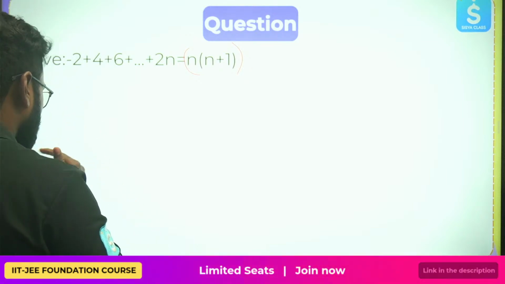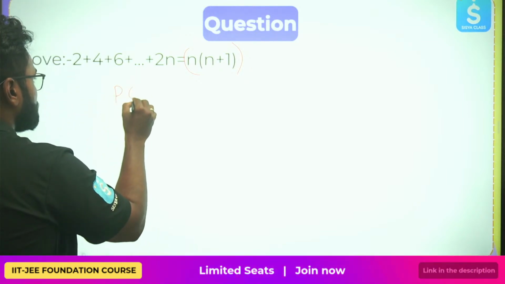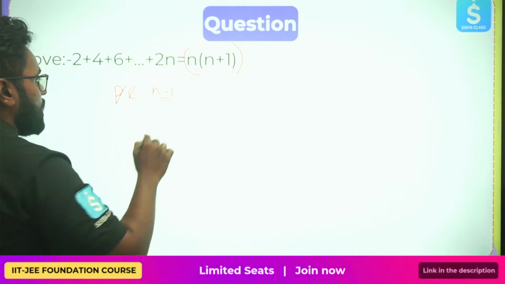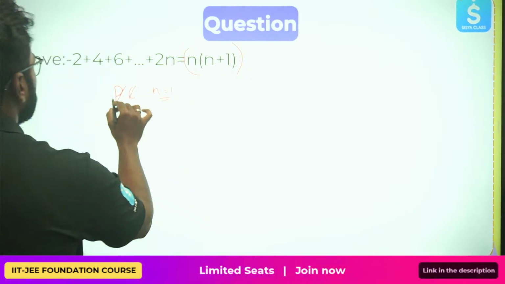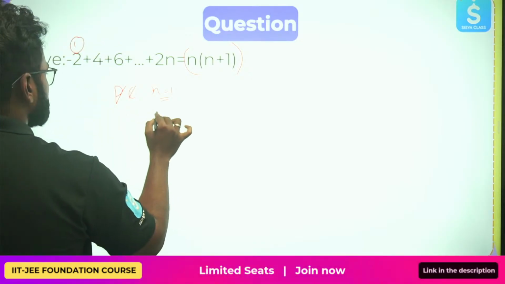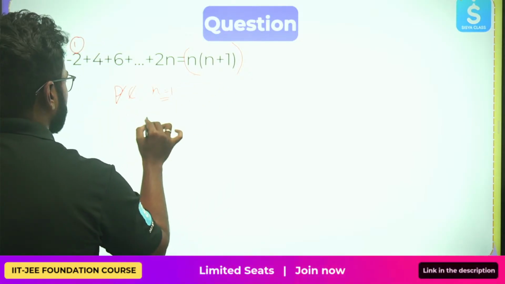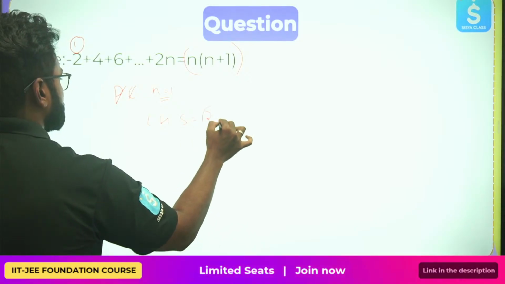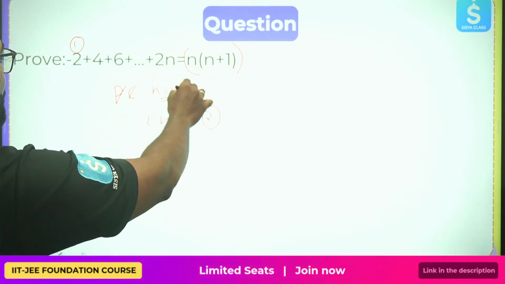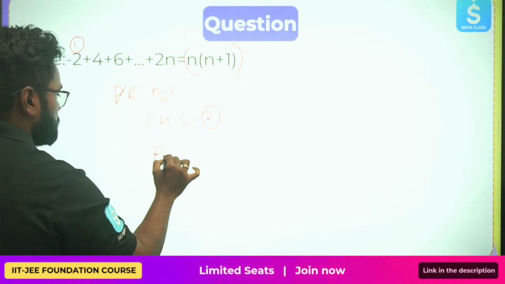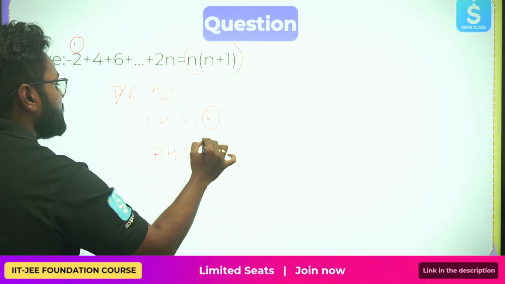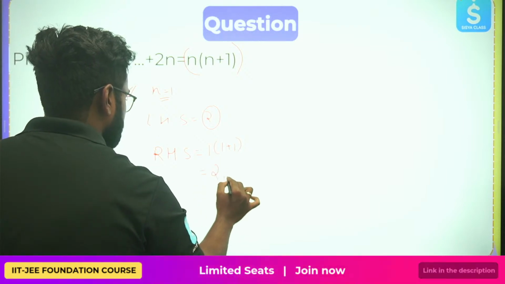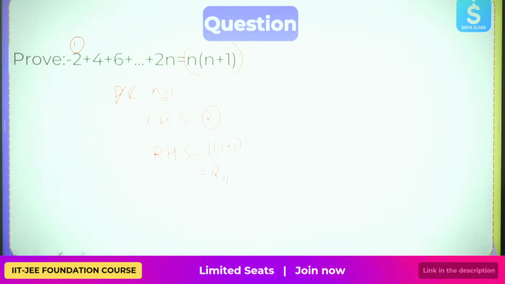The first step is P(1), basically n equals 1. Let me write. Now, if I take 1, what will it come? For this one, this is 1, right? So if I put this in, let me write here LHS, I'll be getting 2. Now, if I put that in the right side, RHS, I'll be getting 1 into 1 plus 1, that is equal to 2. This is the first step.